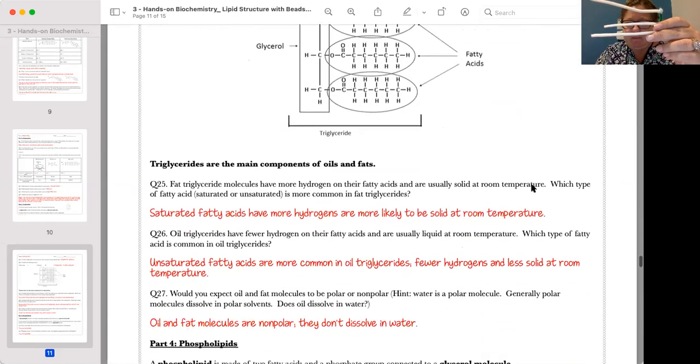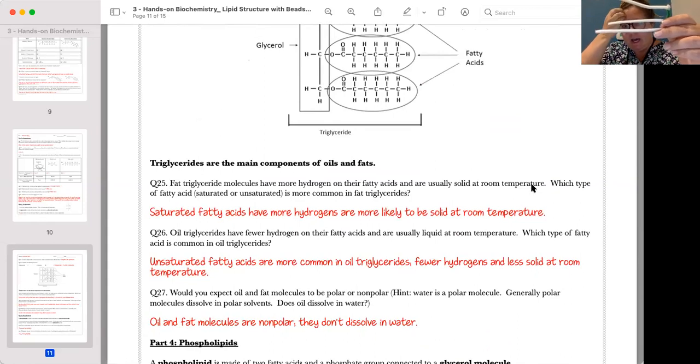They are the main components of oils and fats. Saturated fatty acids have more hydrogen and are more likely to be solid at room temperature. These are things like butter and lard. Oils are usually your unsaturated fats, and those are usually liquids at room temperature. And then, do these things dissolve in water?